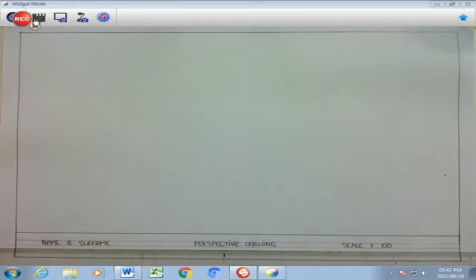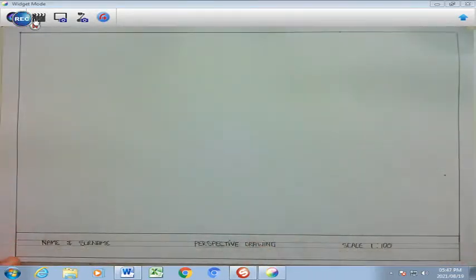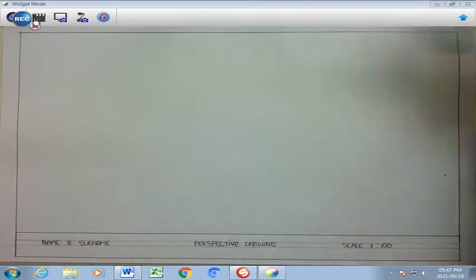Grade 12, we have arrived at the final PAT drawing, which is the two-point perspective of our building, which we have designed. So I've already taken the liberty of drawing a border and a title bar at the bottom, and we are going to use the same scale as the final design, which is a scale of 1:100.